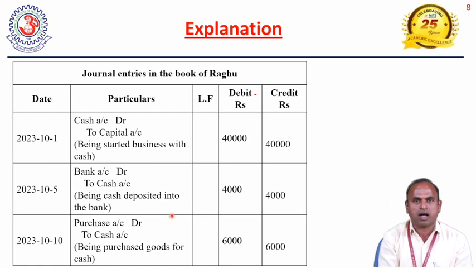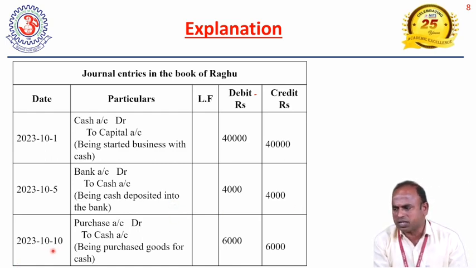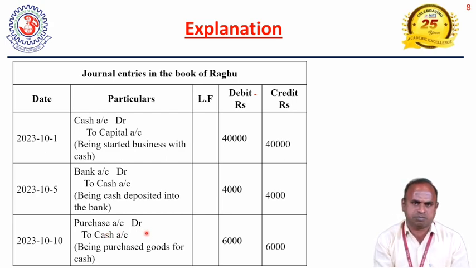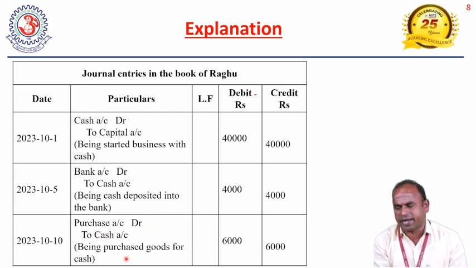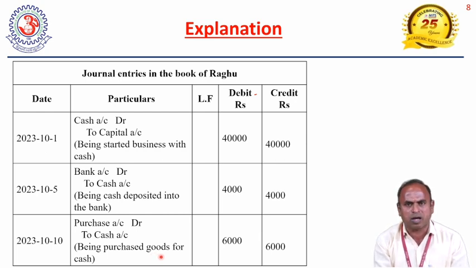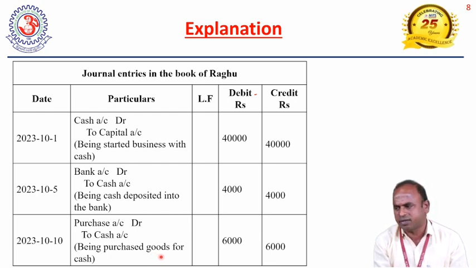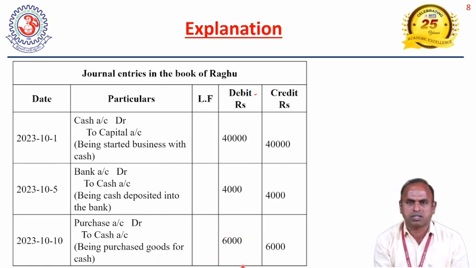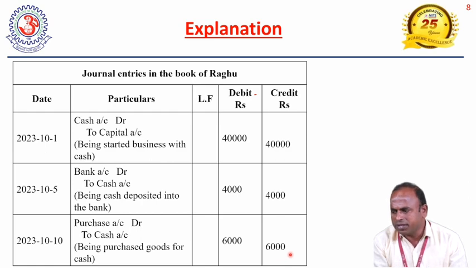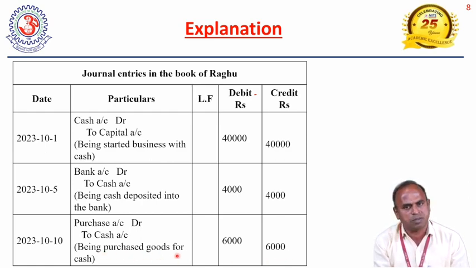The next one, October 10, 2023, purchase goods. It means cash transaction. So purchase goods for cash. So here the purchase is expenses. As per the nominal account, you write down debit side. Cash goes out. As per the real account, you write down credit side. So narration, being purchased goods for cash. So amount 6,000 rupees debit side, and the same amount again you write down credit side, 6,000 rupees.